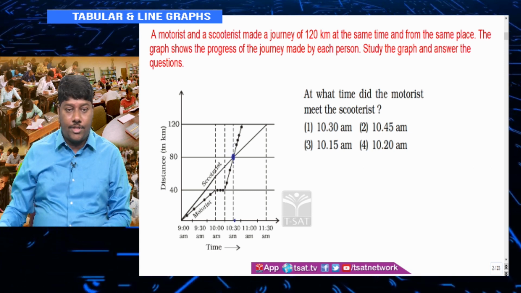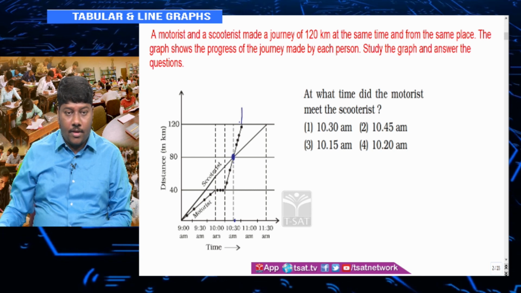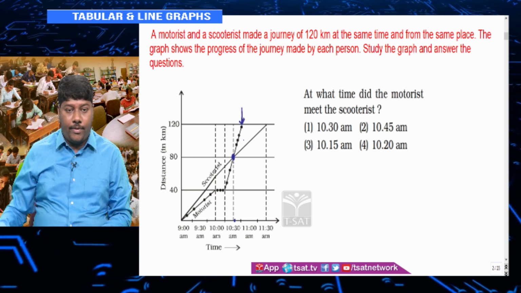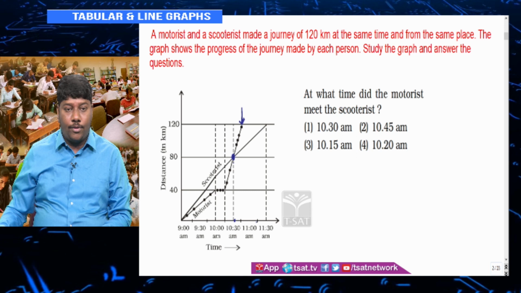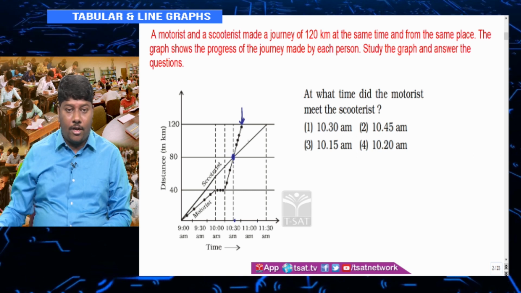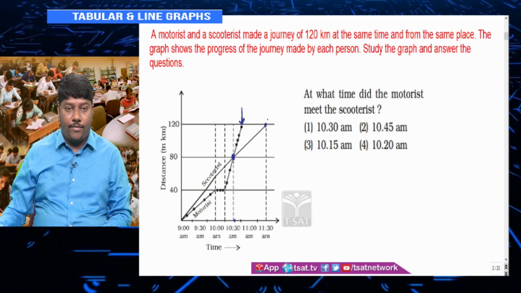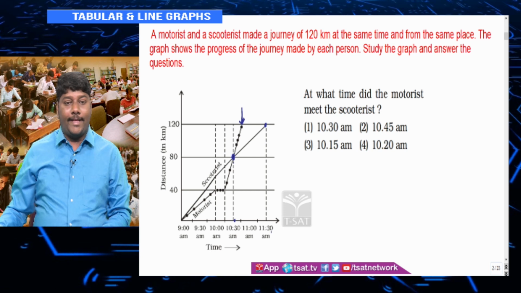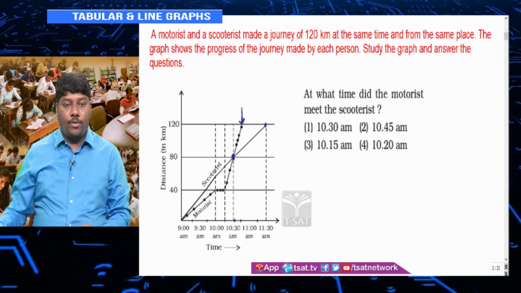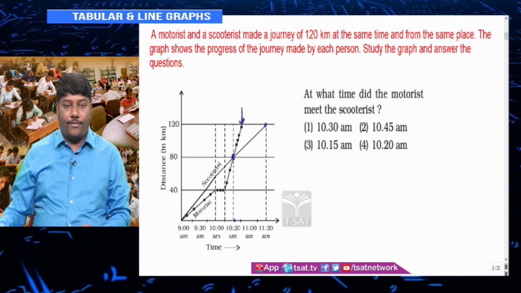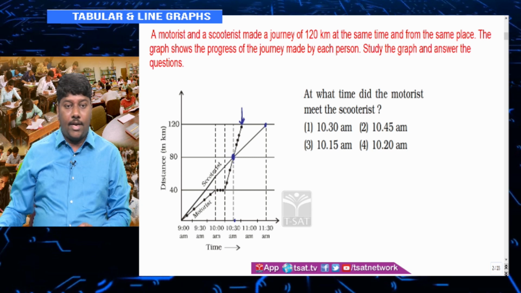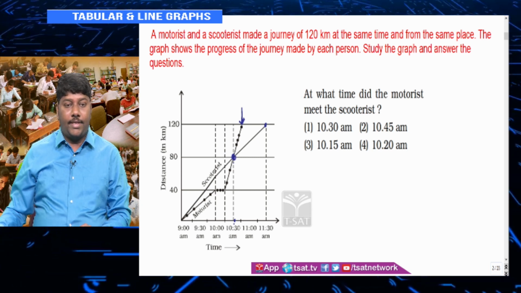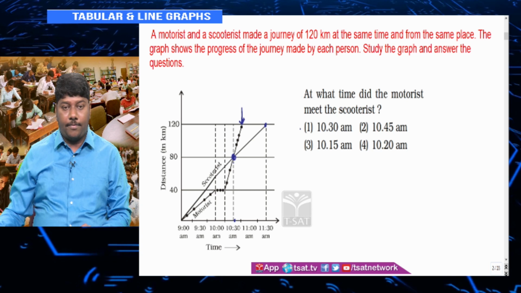Actually here, the motorist takes how much time to travel 120? Somewhere between 10:30 and 11. And how much time does the scooterist take to travel 120? He is taking until 11:30. 9 to 11:30 means he is taking 2.5 hours. But the question asked is at what time they are meeting. So simply the answer is 10:30, they are meeting.